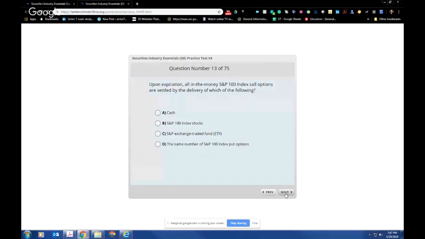Upon expiration, all in the money. In the money means that if it's a call, the price is above the strike. If it's a put, it's below the strike. It has nothing to do with your premium. Don't make it about you.